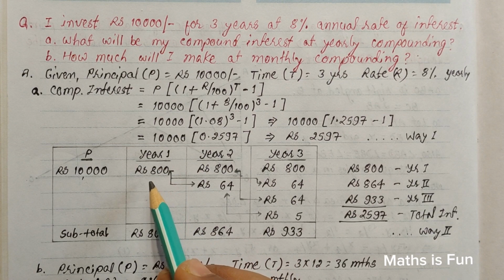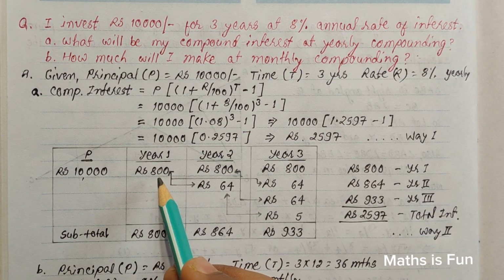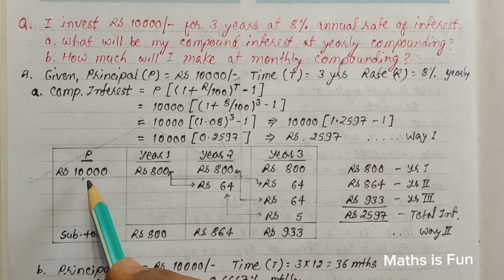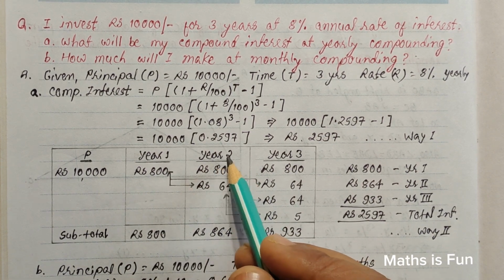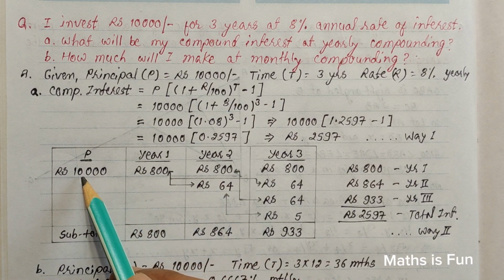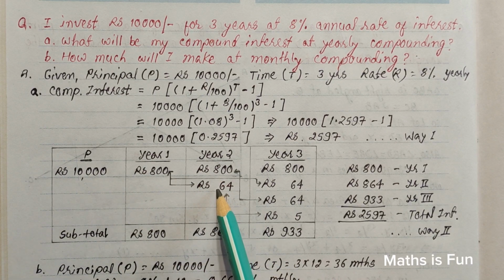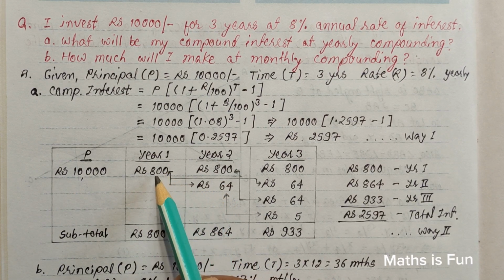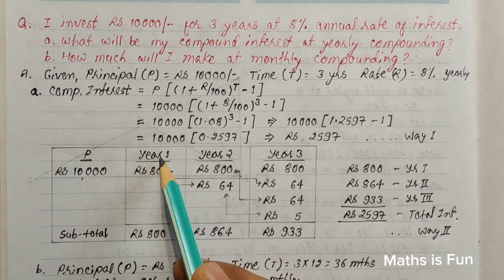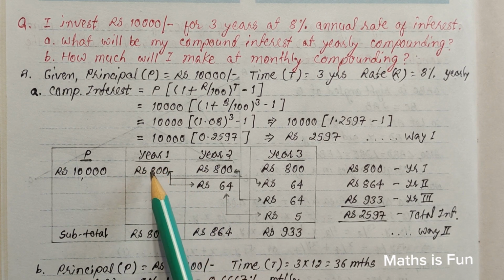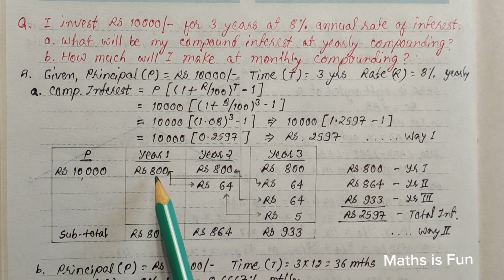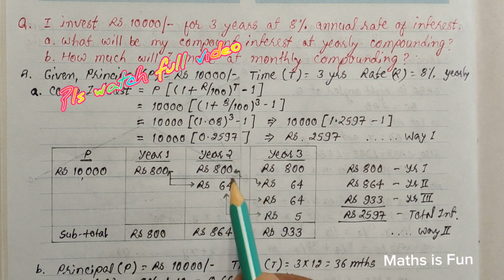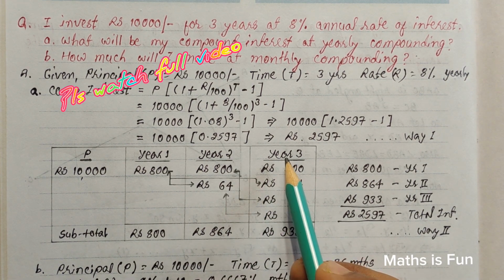At the end of year 1, rupees 800 is earned as interest from rupees 10,000, that is 8% of 10,000 is 800. Then at the end of year 2, rupees 800 is earned from this rupees 10,000 at 8%, and also rupees 64 is earned from this rupees 800 from the first year. Remember that we have earned rupees 800 as interest in year 1, and this rupees 800 also grows, and 8% of this 800 will become 64, and then comes year 3.